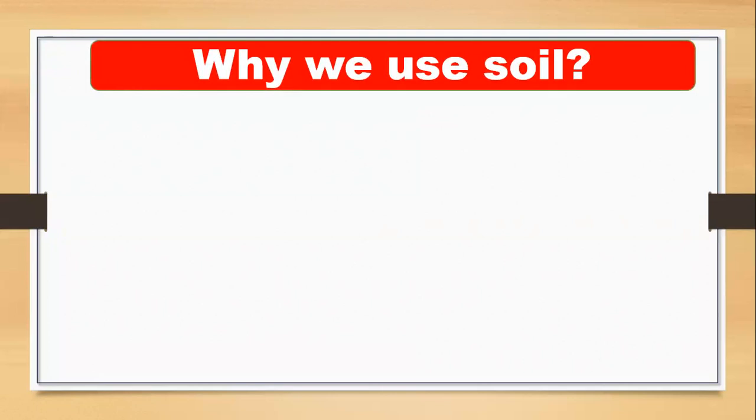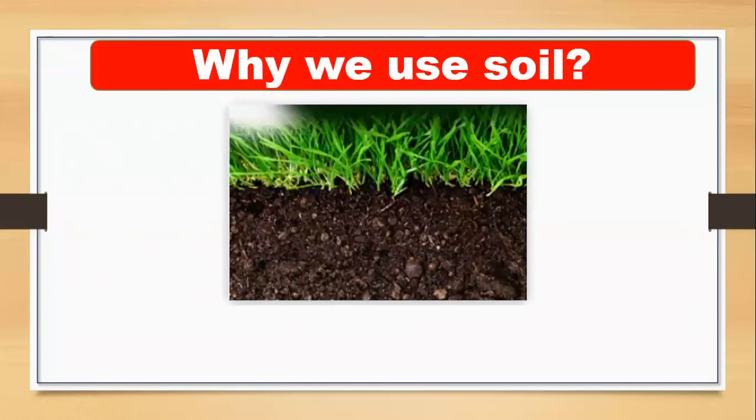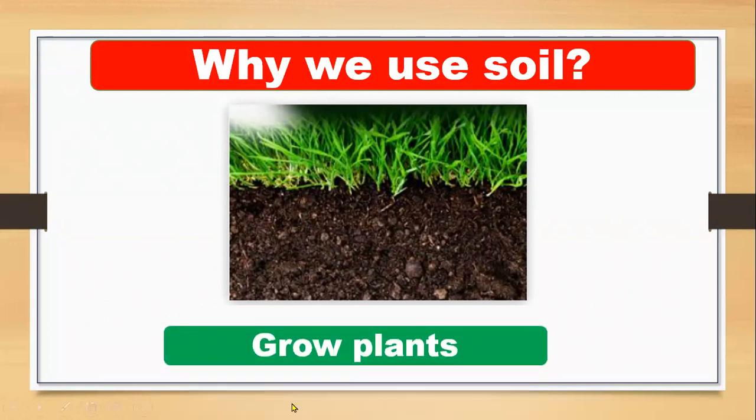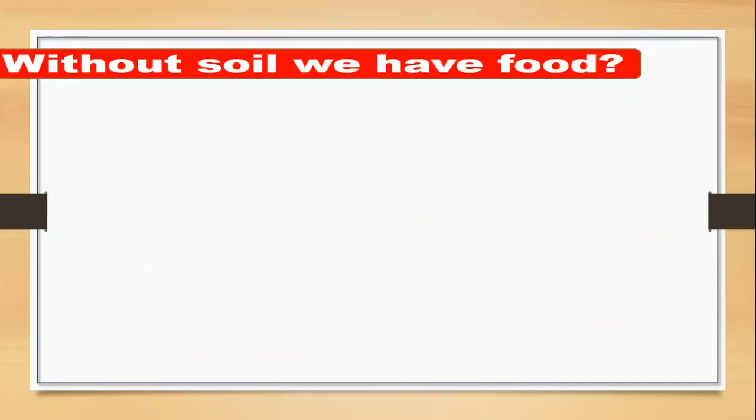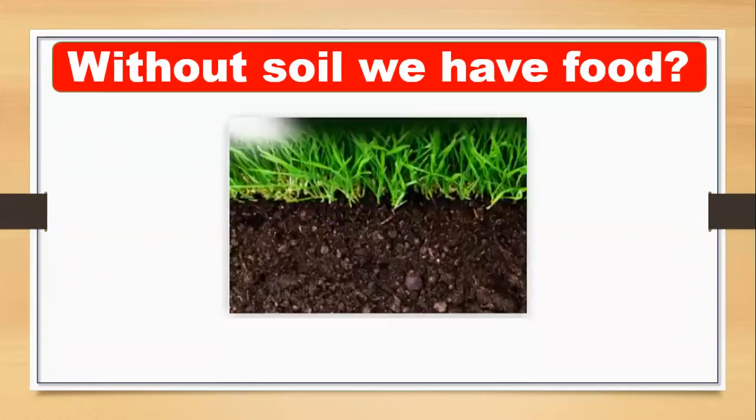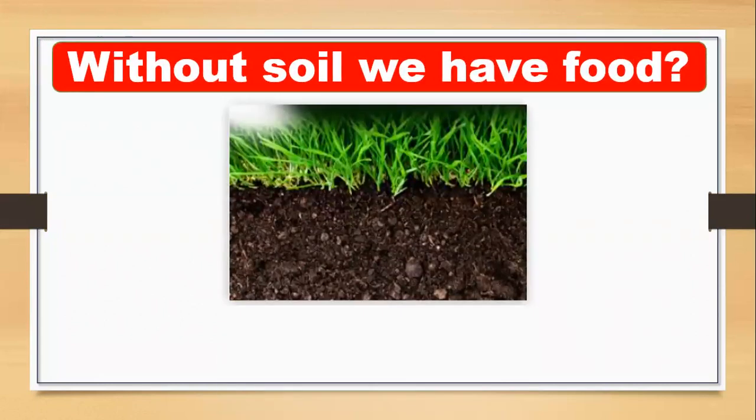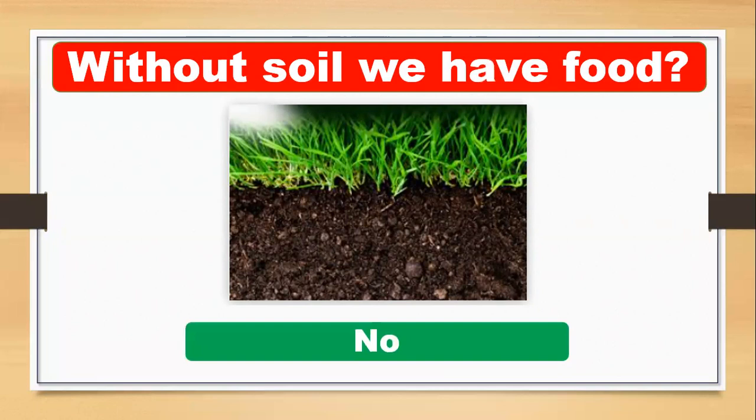We also talked about why we use soil. I already told you what soil is. Soil is very important to grow our food. We can grow plants with soil. Without soil, we have no food. Look at the picture. If we don't have soil, can we grow food? Can we have food? No, there is no way to grow our food. So we need soil that has rocks and insects, things that make our food grow.